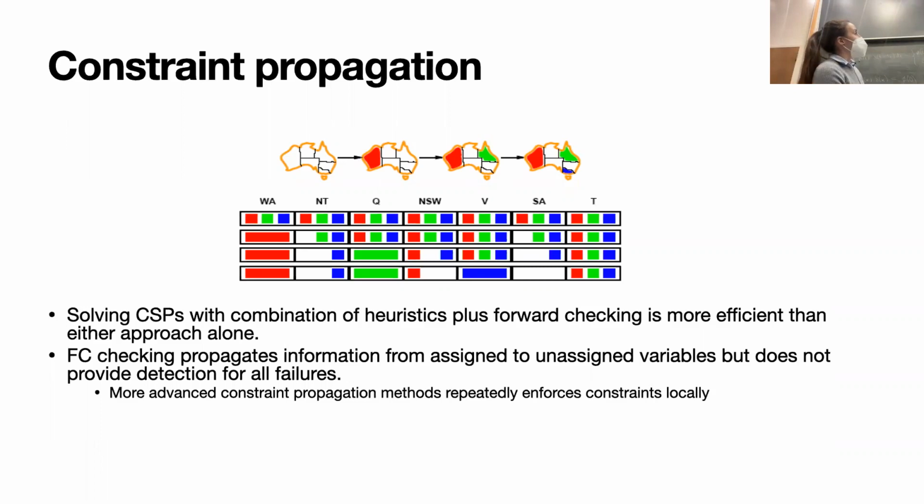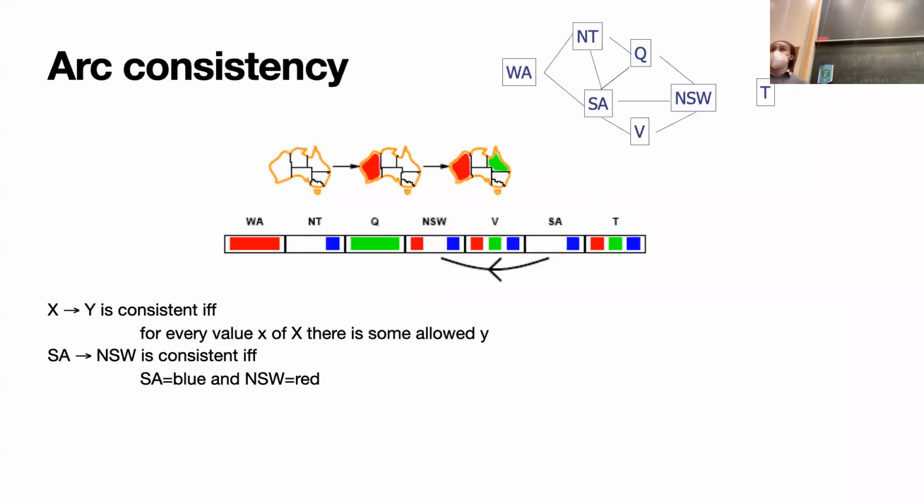One type of advanced constraint propagation method repeatedly enforces constraints locally. Just like we saw with search and heuristics, we found some things that are pretty good, but they're not perfect. So what I'm going to show next is another algorithm that actually does much better. This is what's called arc consistency. Have people seen arc consistency before?